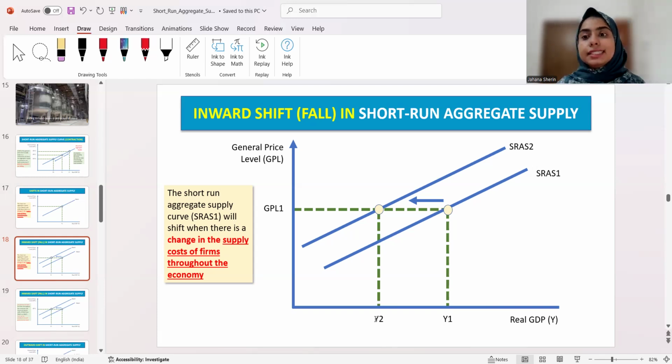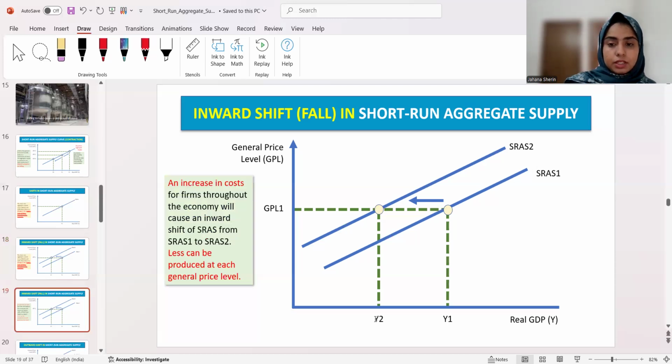Why is the real GDP decreased? Why did the supply decrease? Because of the increasing cost of production. I already mentioned there are some other factors which also influence the short-run aggregate supply other than price. In this case, we are taking price as constant. GPL is not changing. So some other factor like an increase in cost of production decreases the SRAS1. Increasing cost of production disturbs the production. That's why the supply is decreasing. So that is about the increasing cost.